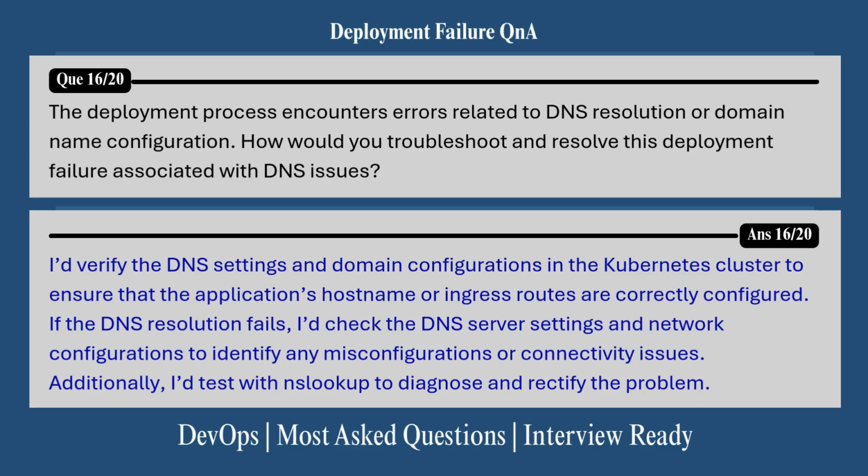I would verify the DNS settings and domain configurations in the Kubernetes cluster to ensure that the application's host name or ingress routes are correctly configured. If the DNS resolution fails, I would check the DNS server settings and network configurations to identify any misconfigurations or connectivity issues. Additionally, I would test with nslookup to diagnose and rectify the problem.